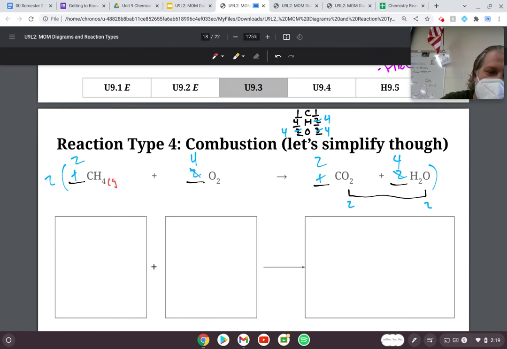Methane, CH4, is a gas. Oxygen is a gas. Now, true story.